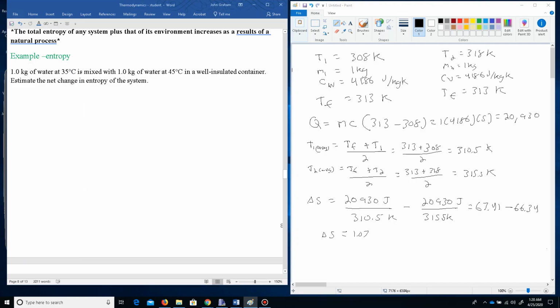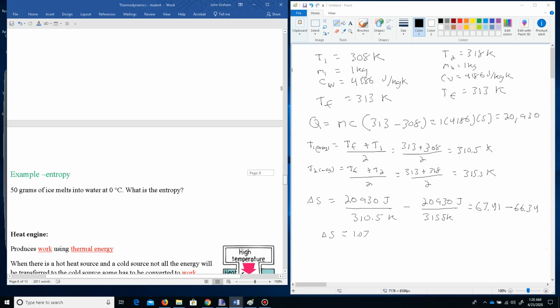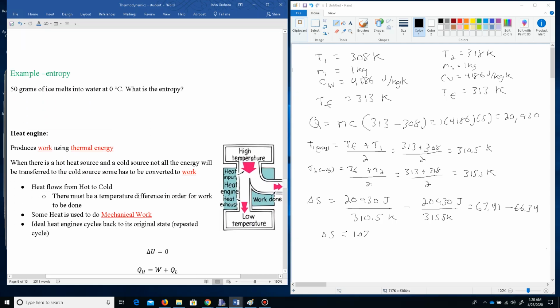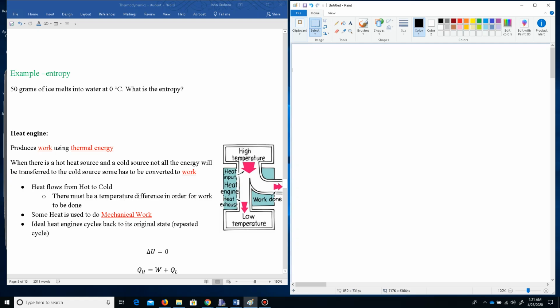Alright, so next problem. We have 50 grams of ice melts into water at 0 degrees Celsius. We are using a formula that involves dividing by T, so we definitely have to convert this to Kelvin. So that's 273 Kelvin.